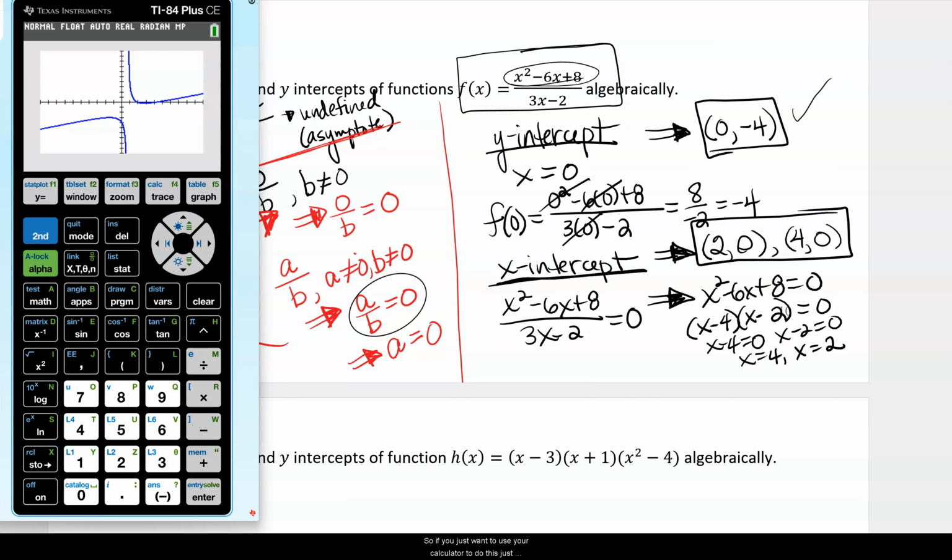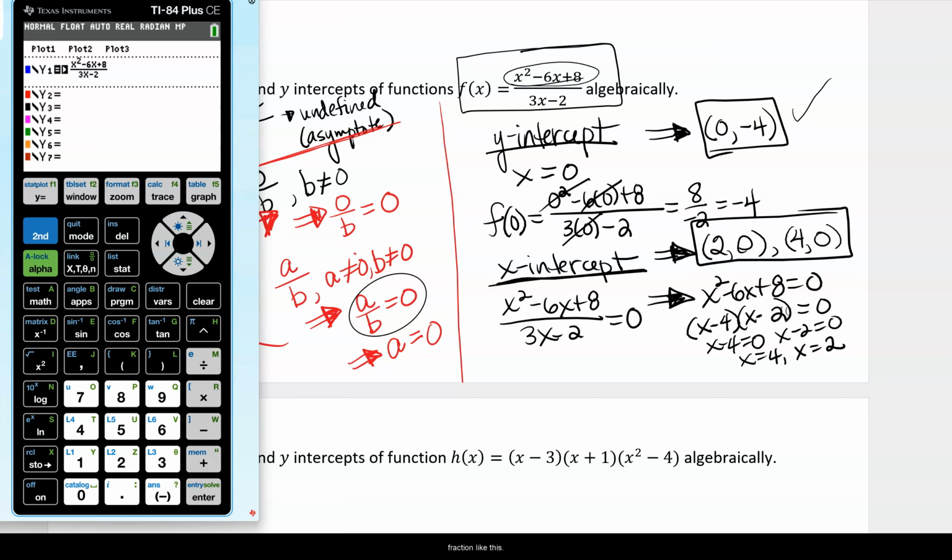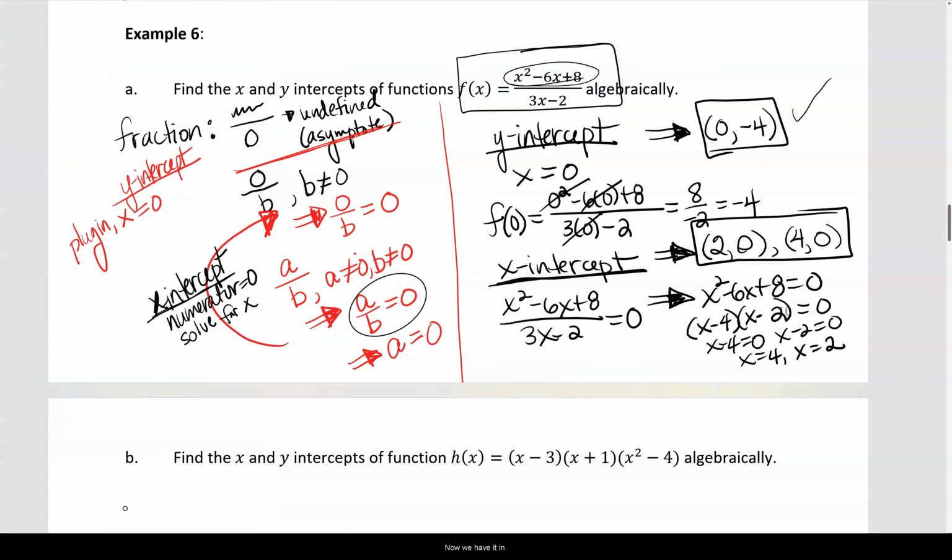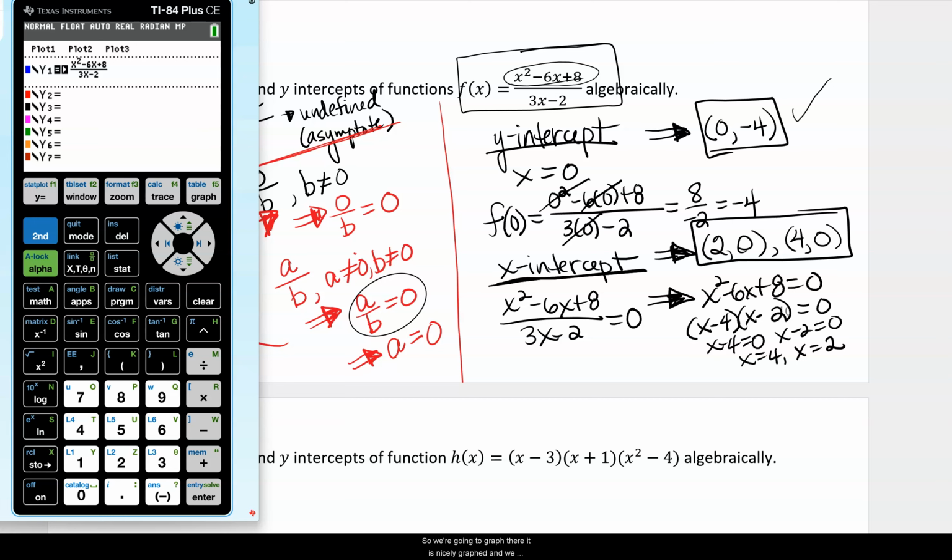Now, if you just want to use your calculator to do this, just plug in your rational function. It's nice if you have a calculator that will stack your fraction like this. If your calculator does not have the latest operating system, you may have to use some parentheses to get the graph to work. Now, we have it in, so we're going to graph. There it is, nicely graphed.